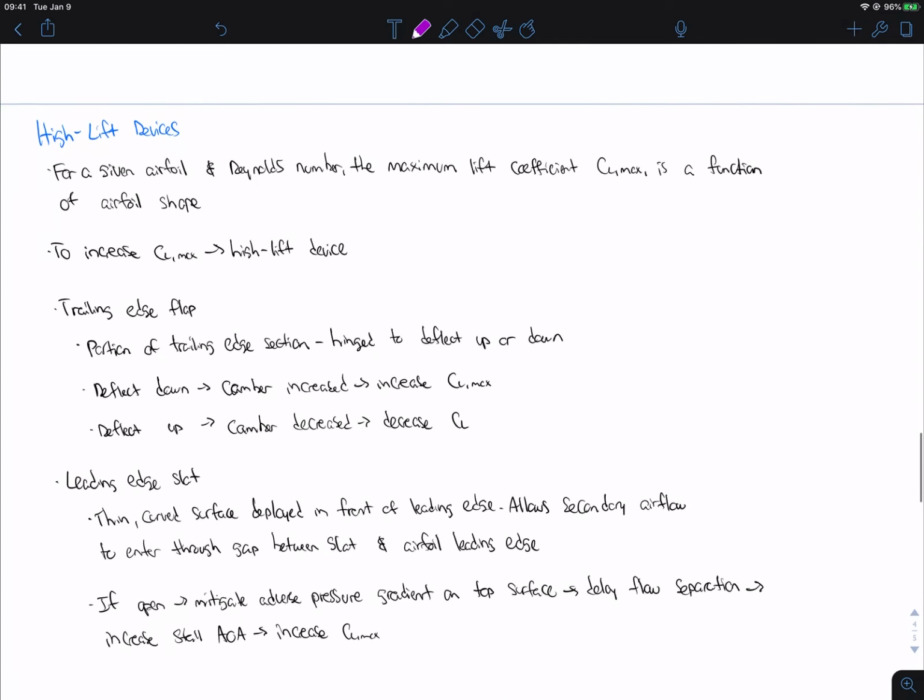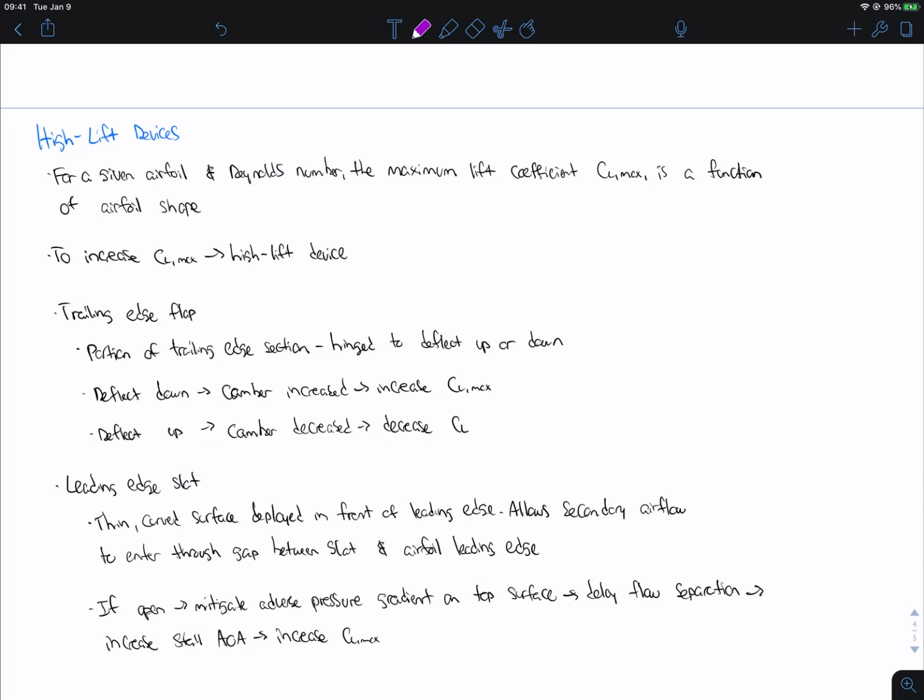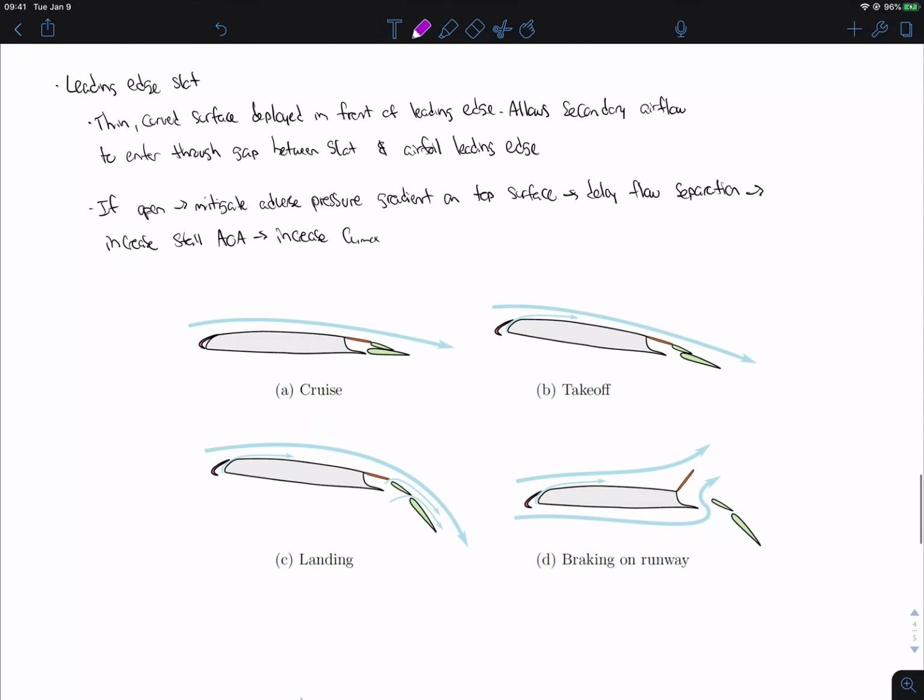Then for a leading edge slat, this is going to be a thin curved surface that's deployed in front of the leading edge, and this is going to allow secondary airflow to enter through a gap between the slat and the airfoil leading edge. So let's take a look at these. So here's a picture of different configurations. So in figure A, we're just cruising, so our leading edge slat is closed and the trailing edge flap is closed as well.